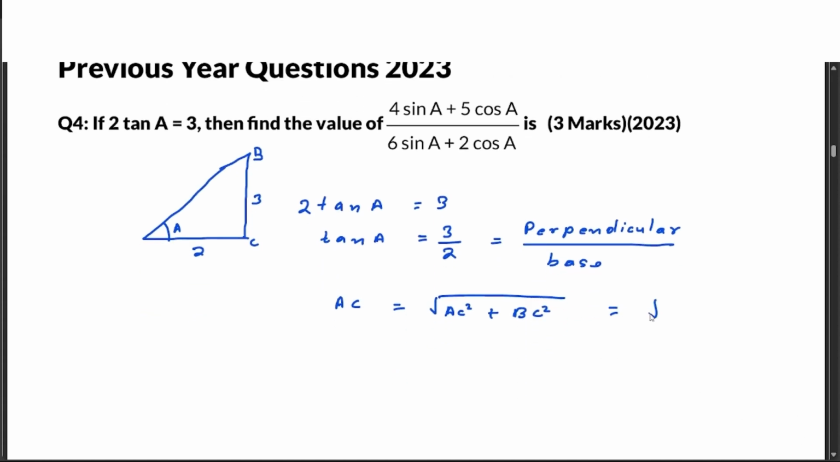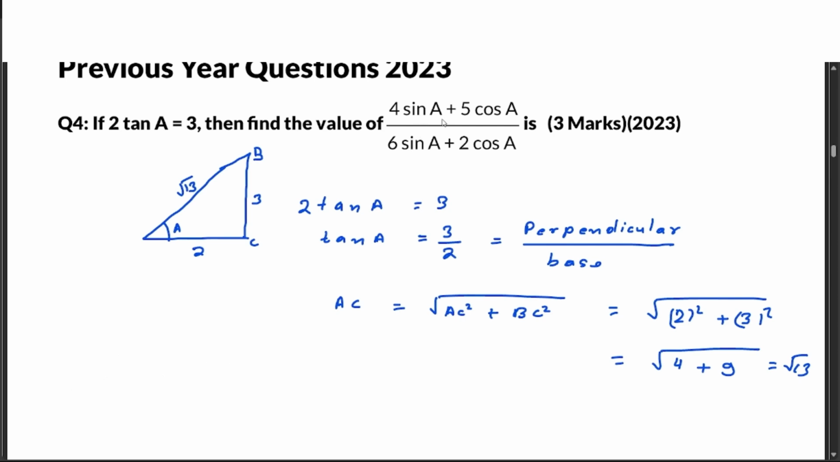So you can say AC is how much? You have 2 whole square and then this 3 whole square. So you will get how much? You will get here, this one is 4 plus 9. So which means you will get root 13. So you can say this is root 13. Okay, now one by one we can find the value.